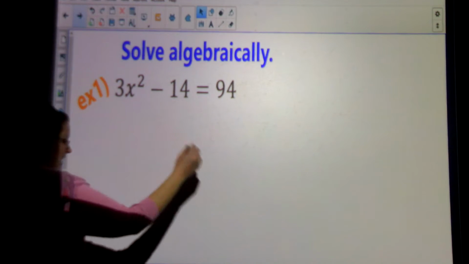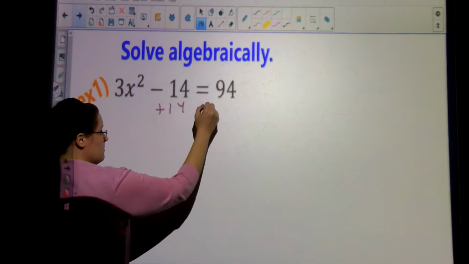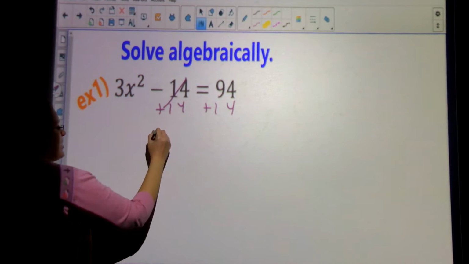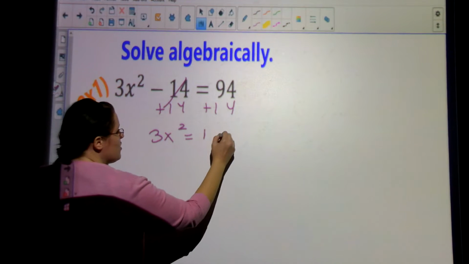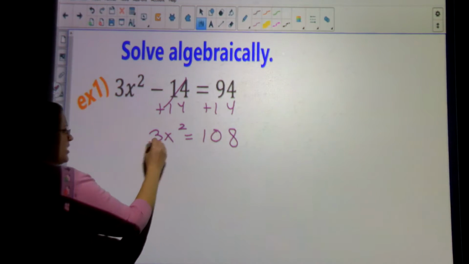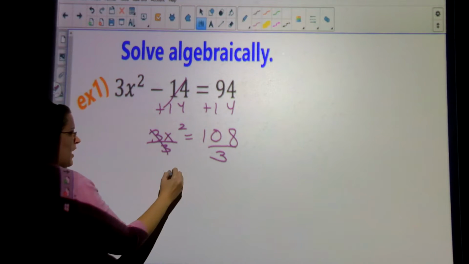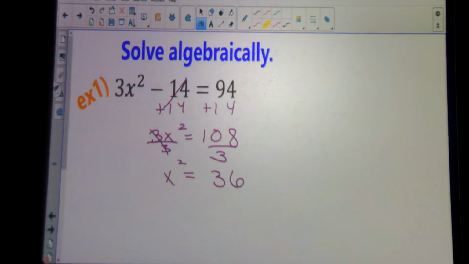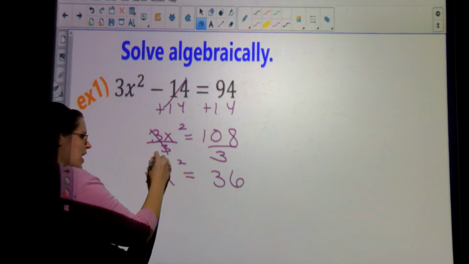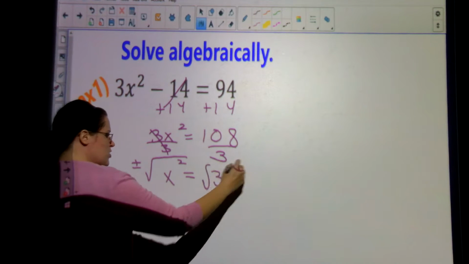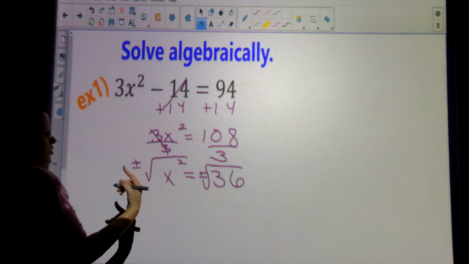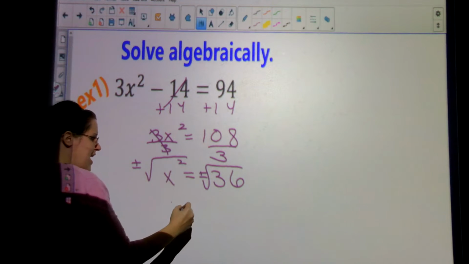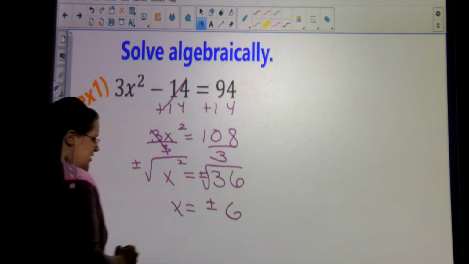Okay, so let's just jump in. We're going to add 14 to both sides. So I'm left with 3x squared equals 108. Divide both sides by 3. I get x squared equals 36. Now a lot of people mess up here and they say, oh, the answer's 6. And they're only half right. Remember, to undo a square, you have to do plus or minus square root. There are 2 different answers to a quadratic. So when you undo that, you get x equals plus or minus 6.